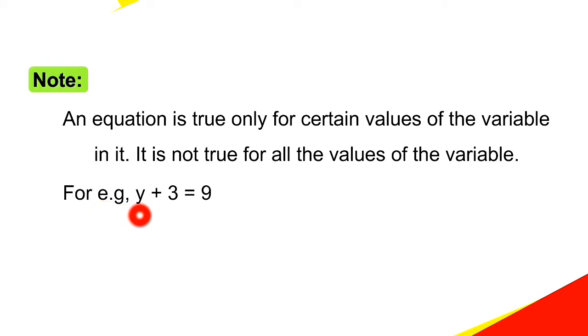For example, y plus 3 is equals to 9. y is a variable, 3 is a constant. Now these two are separated with a symbol plus. So what can we call this? y plus 3 is an expression, is equals to 9. So the equals to symbol is there. So what can we call this? Equation. Okay.